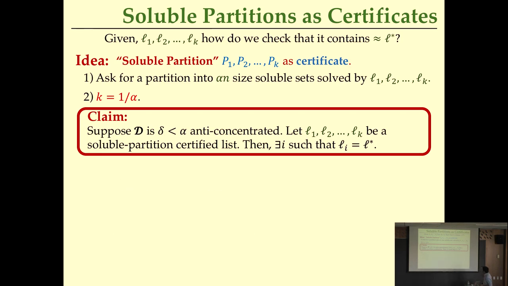So here is the claim. The claim says that if D is delta anti-concentrated, with delta less than alpha, and you give me a list L1, L2, up to L sub K, where K is 1 over alpha, which is certified by a soluble partition, then one of the list elements must actually equal L star. Okay, any such list contains L star.